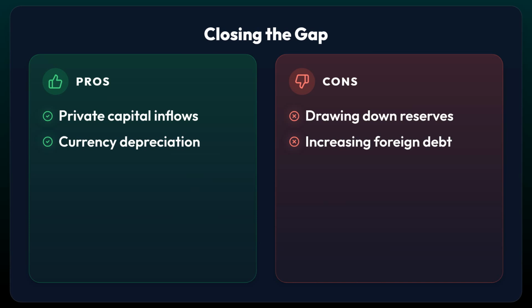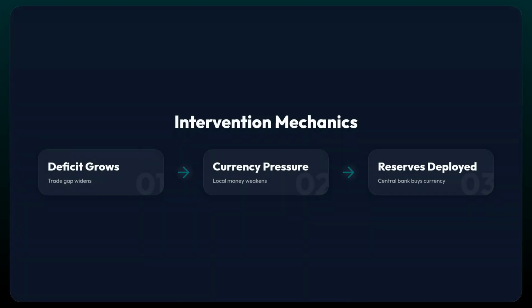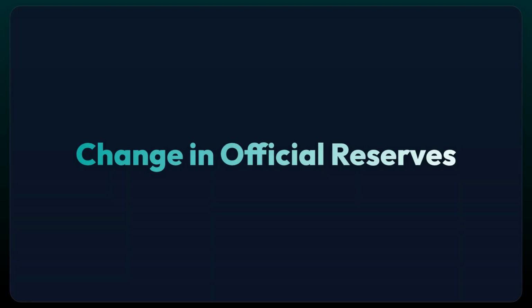Let us look at how an intervention works in a managed regime. A sudden crisis forces massive energy imports, widening the trade deficit. As a result, the local currency faces severe downward pressure. To prevent a crash, the central bank intervenes, selling off billions in foreign reserves to buy its own currency and restore stability. In national accounting, this precise intervention is recorded as the change in official central bank reserves.